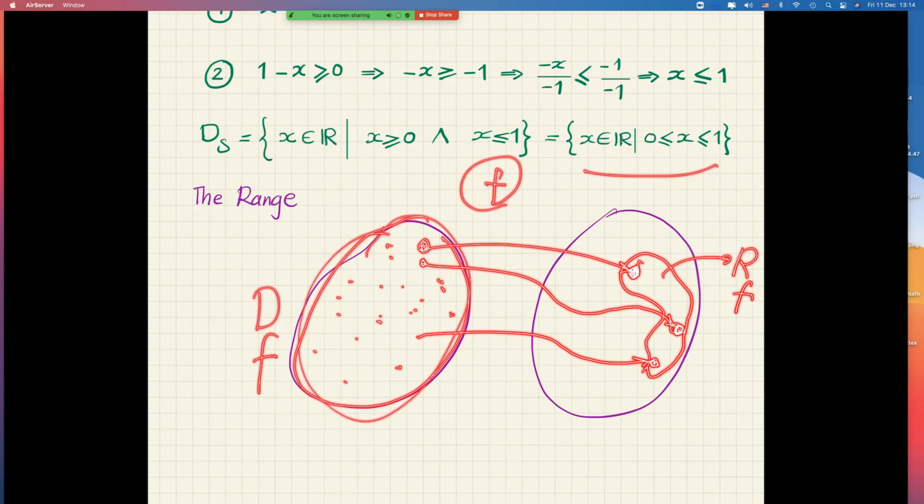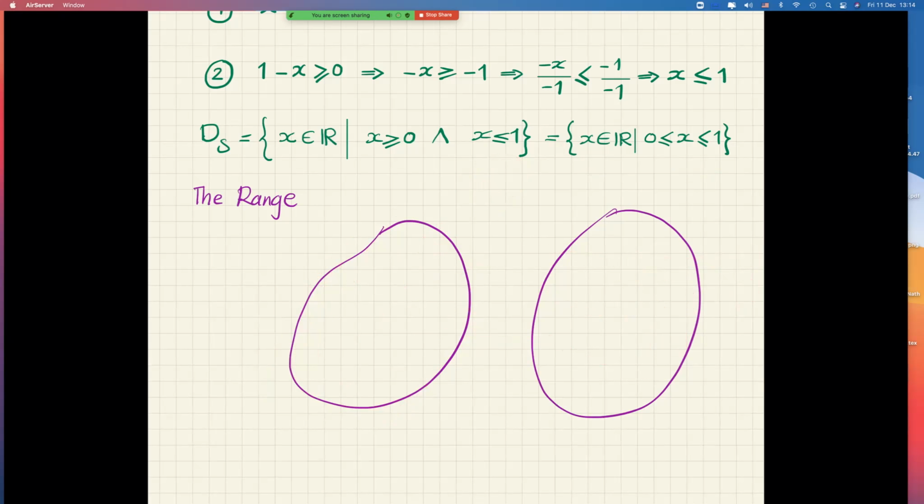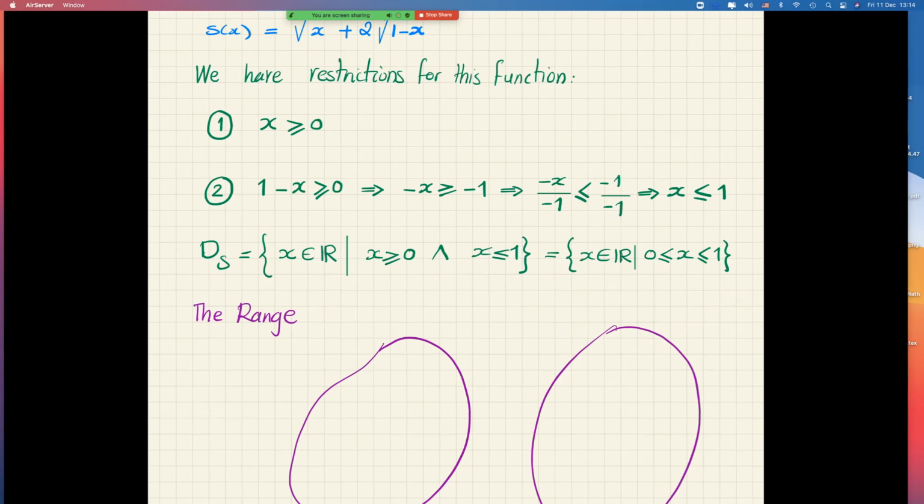I need to take that function and start applying it on each one of those points in my domain, and then I will highlight the outcomes. When all the outcomes are found, I put them in a collection, and that collection is called the range of the function. Okay? So hopefully this idea is clear somehow.